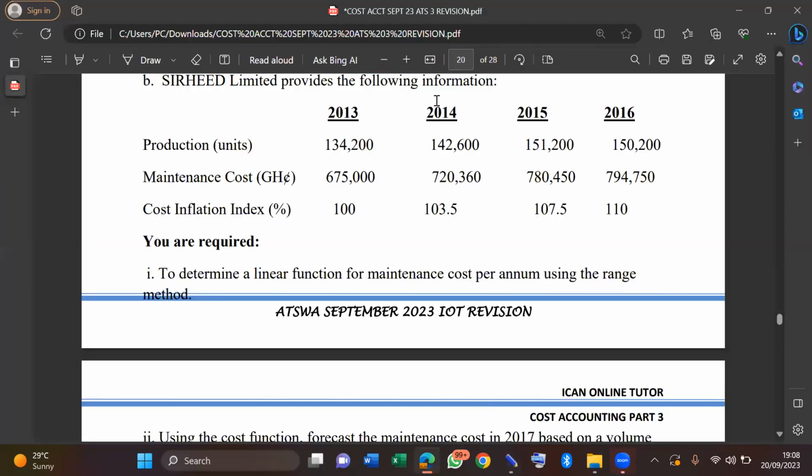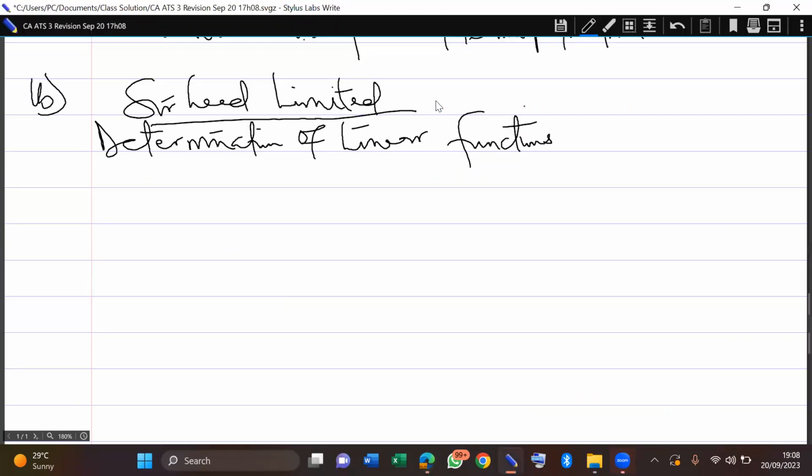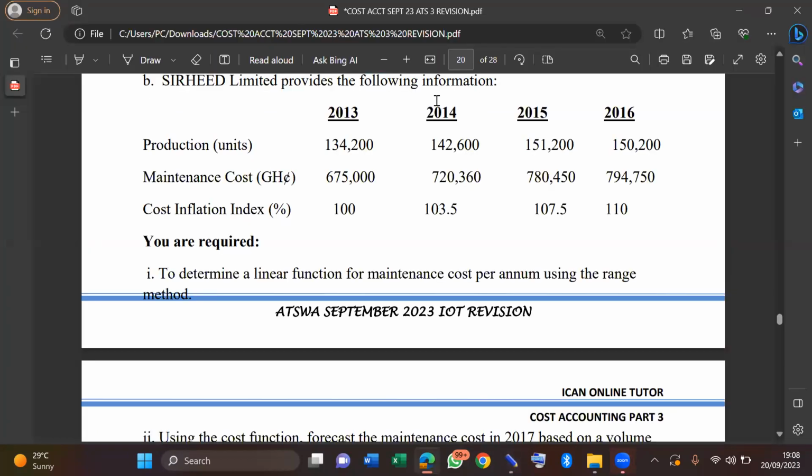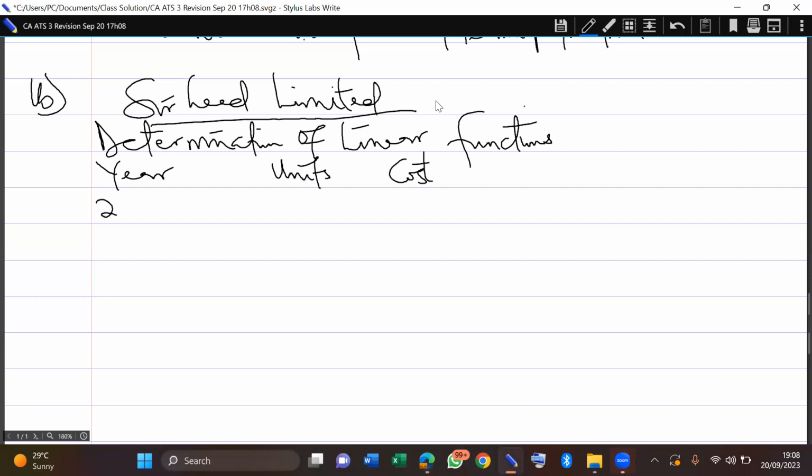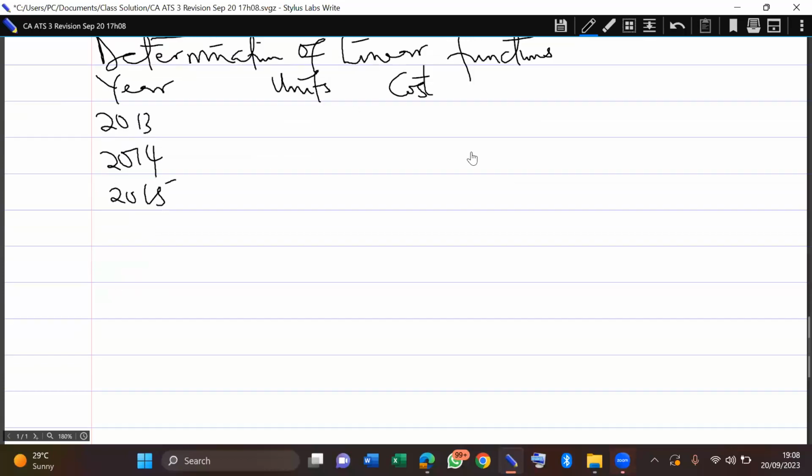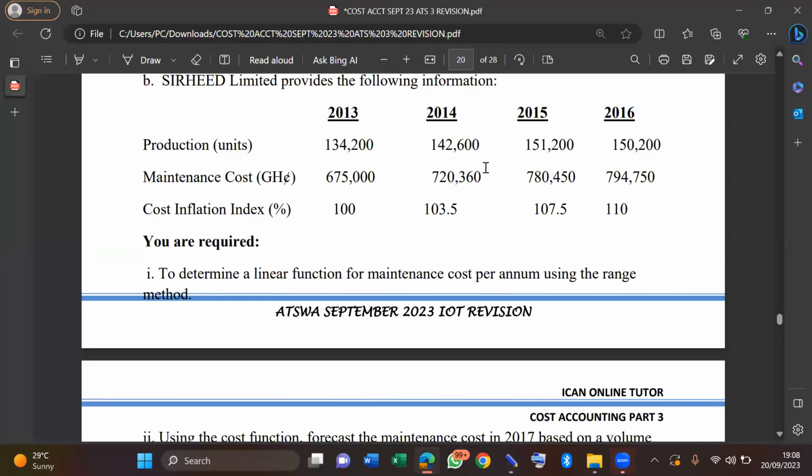We have year, production unit. Let's have our year here, our unit here, and our cost like this. 2013 to 16. So we have our 13, 14, 15, and 16. What are the numbers of units?